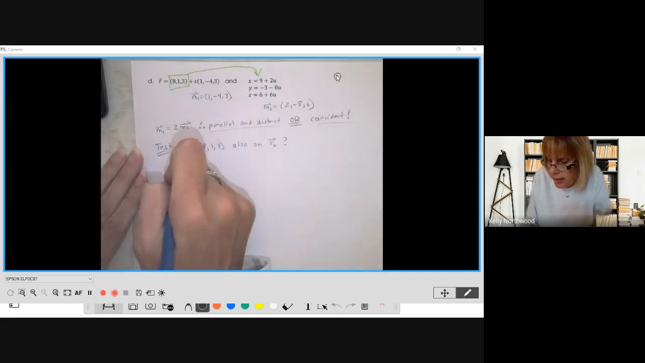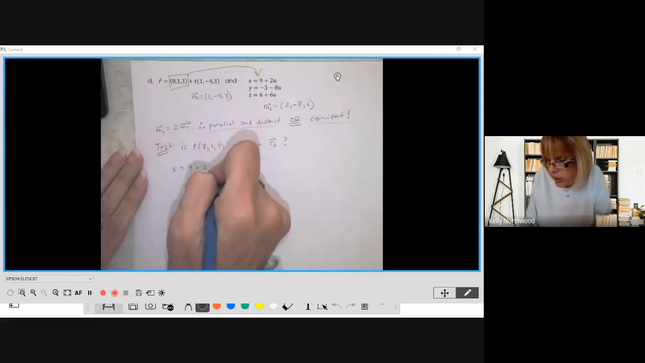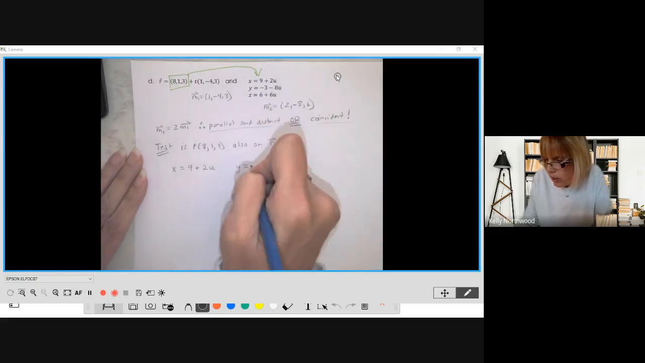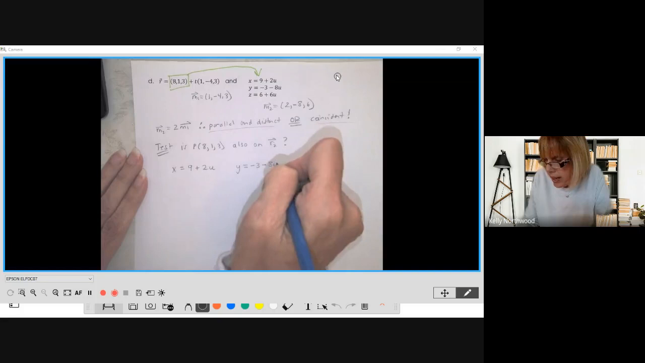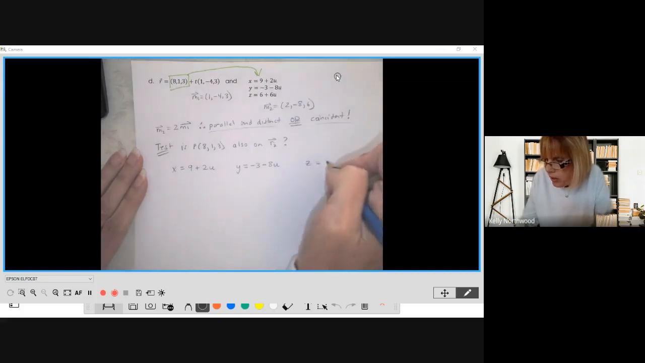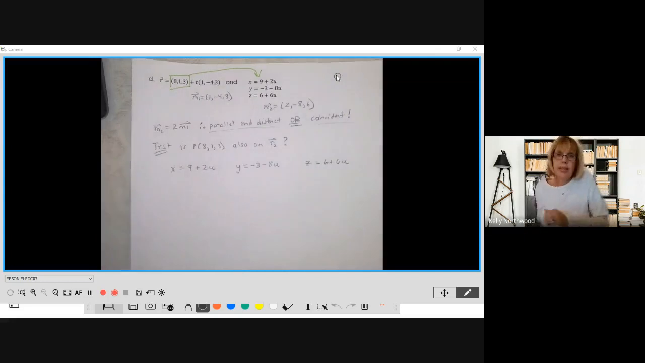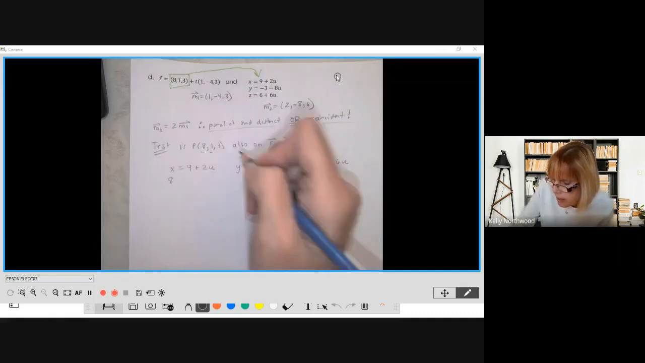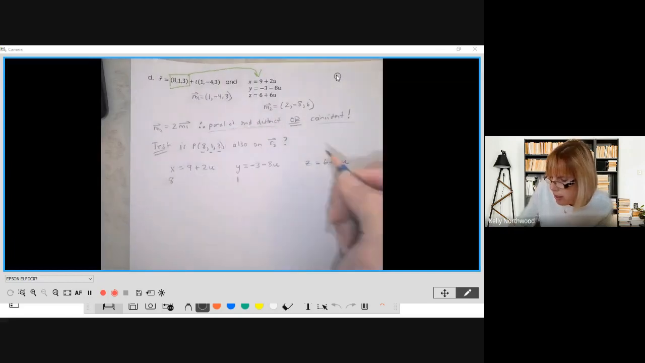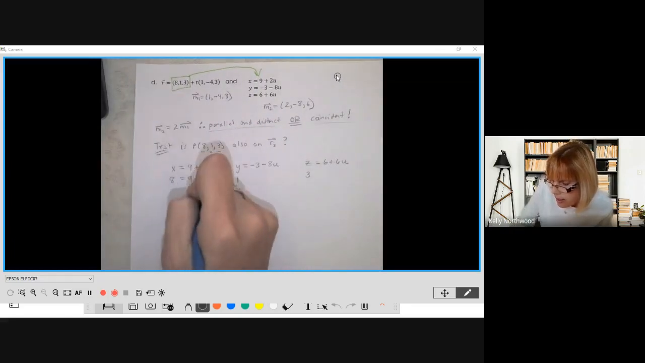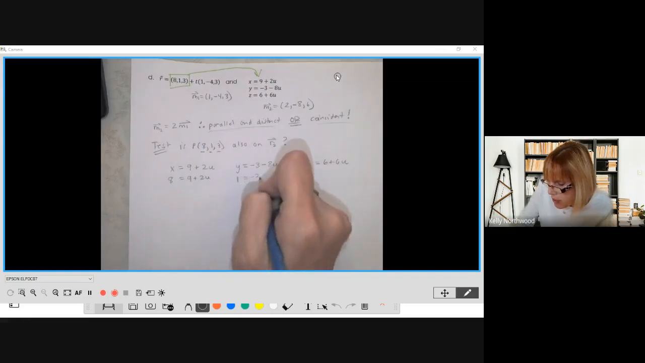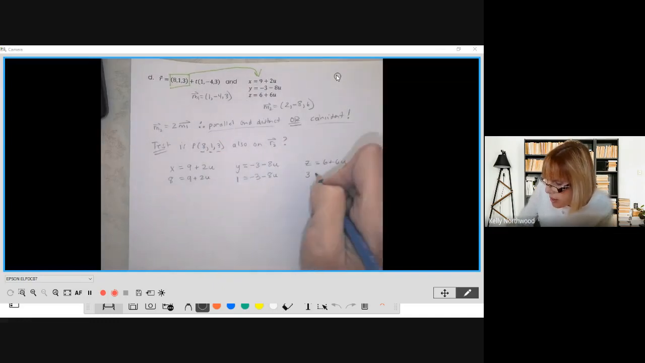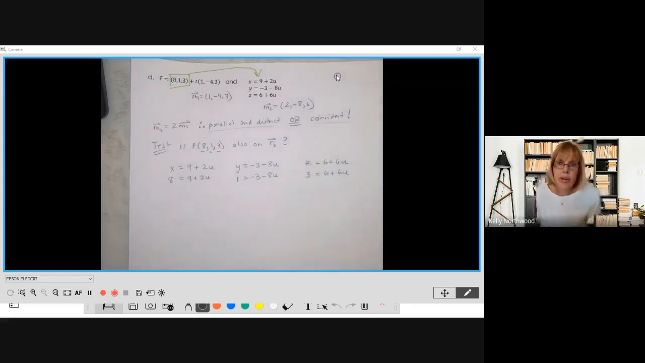So my first one is x equals 9 plus 2u. My second is y is -3 minus 8u. And my third is z equals 6 plus 6u. And then I'm going to put 8 in for x, 1 in for y, 3 in for z, and see if I get the same u each time. If I do, then I've got coincident lines and a line of intersection. And if I don't, then I have two lines that are parallel and distinct.